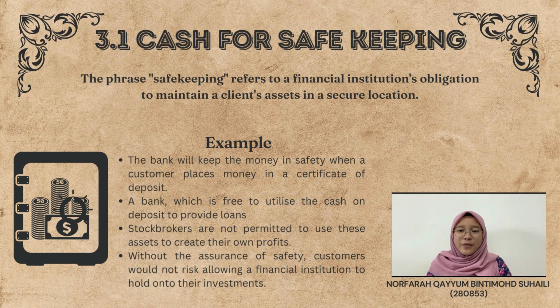There are 3 parts of developing the audit plan that I will present. First, cash safekeeping. The phrase safekeeping refers to a financial institution's obligation to maintain a client's asset in a secure location. For example, the bank will keep the money safe when a customer places money in a certificate of deposit. However, unlike a bank, which is free to utilize the cash on deposit to provide loans, stockbrokers are not permitted to use this asset to create their own profits. Without the assurance of safety, customers would not risk allowing a financial institution to hold on to their investment.